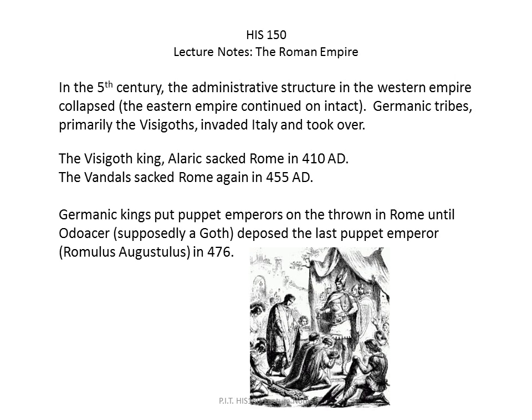The Germanic kings put a puppet emperor on the throne in Rome until Odoacer, supposedly a Goth, not the teenagers who wear a lot of black, but the Goth, the northern tribes, deposed the last puppet emperor, Romulus Augustulus, in 476. It's also important to remember Romulus Augustulus for the quiz. Just letting you know that these are certain people you definitely need to know.